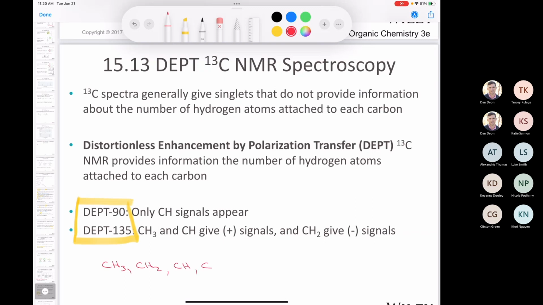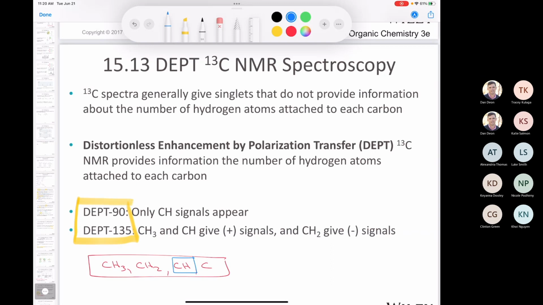The reason we can do that is because if you run a decoupled spectrum, you see all of these carbons show up in the spectrum. Everything comes up. Whereas if you run the DEPT 90, the only thing that you see are the methines. And so you're able to identify the methines, right? When you run the DEPT 90, you're able to go back to your decoupled spectrum and tell exactly which peaks are methines.